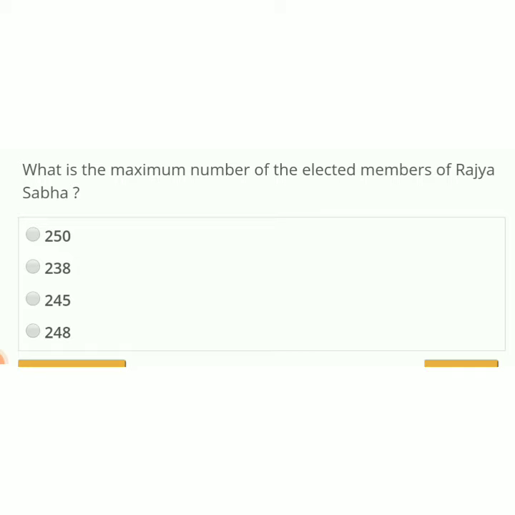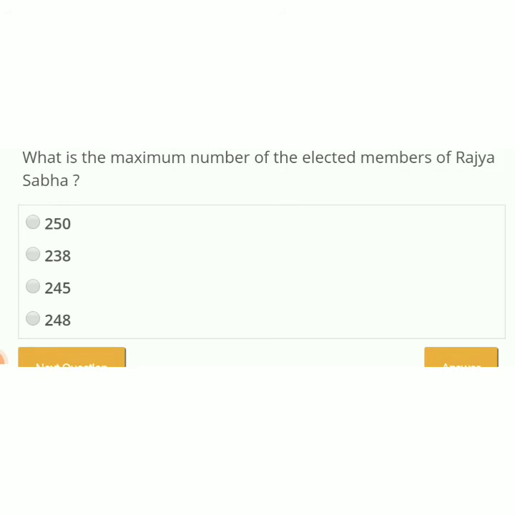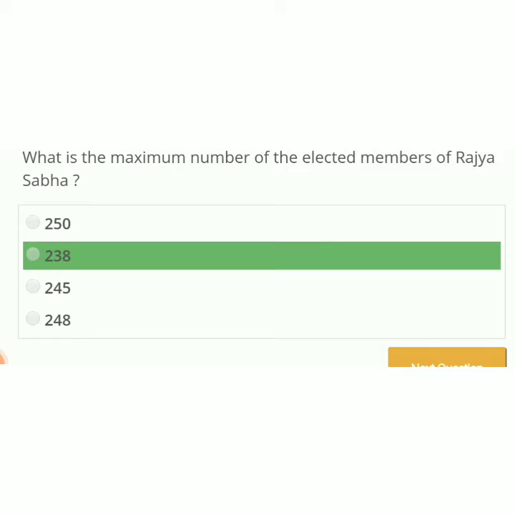Next question. What is the maximum number of elected members of Rajya Sabha? Option A 250, option B 238, option C 245, option D 248. The correct answer is option B 238.